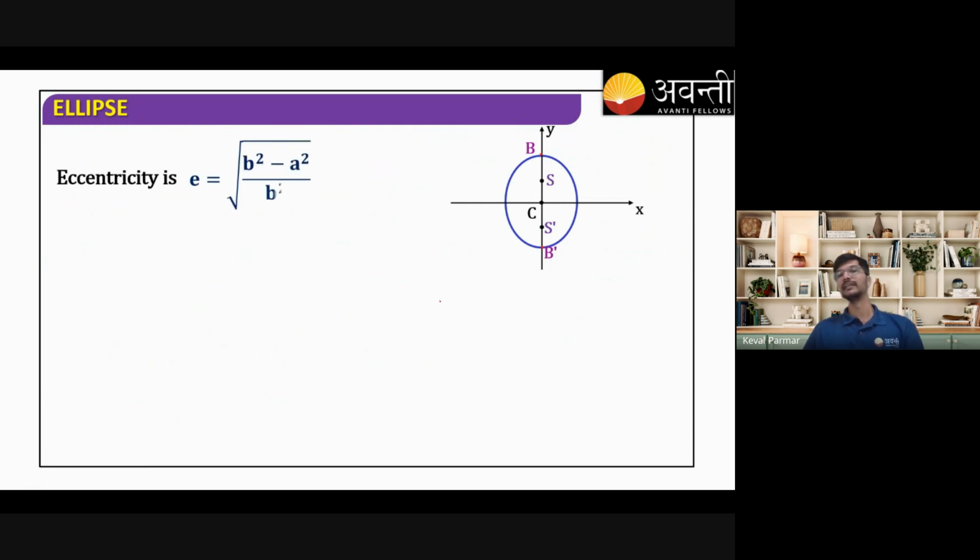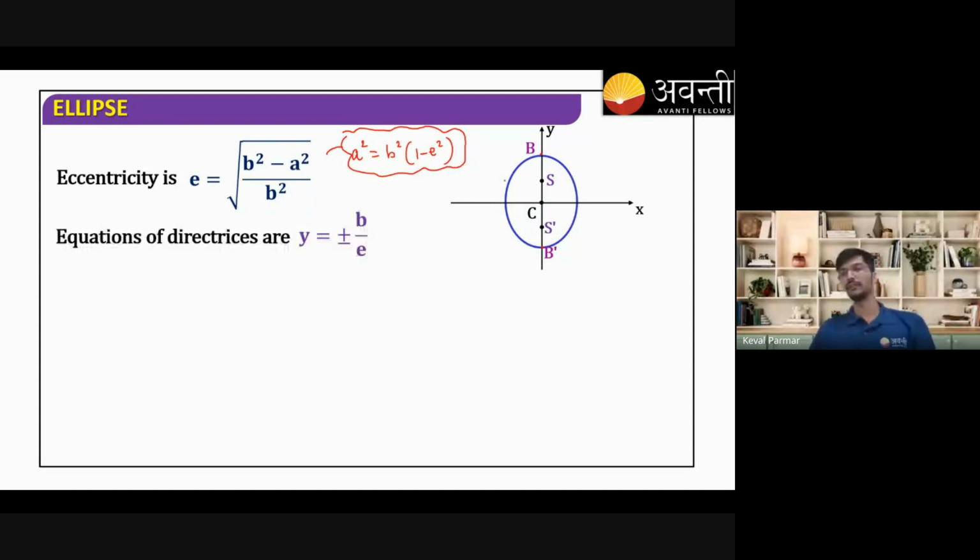Next, eccentricity. Now, in this case, what was the first case? b square equal to a square into 1 minus e square. So, in this case, it is a square equals b square into 1 minus e square. Please note this. Equation of directrices. Now, since the foci are on the y-axis, the directrix will also be perpendicular to the y-axis. So, y equals b by e and y equals minus b by e.